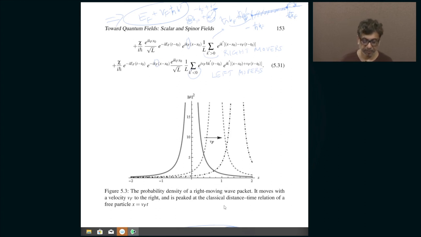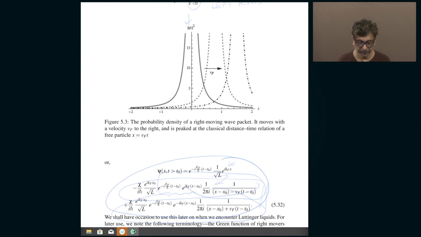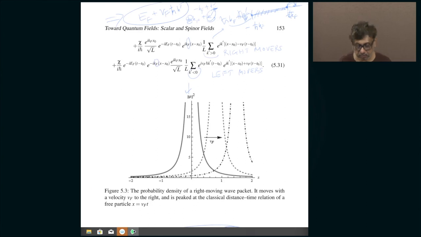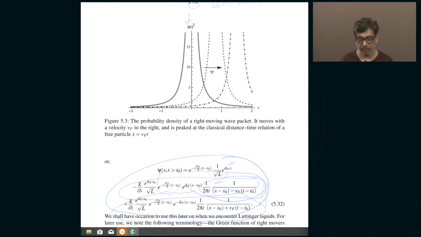Now, I'm just giving you a graphical example, and if you plot the probability density of only the right movers, what you're going to effectively get is this. So what this says is the square of that. You see that particular function, if you plot it as a function of x minus x0, if initially it is at x0, later on it will not remain at x0. It will actually peak always at x0 plus vf (t minus t0).